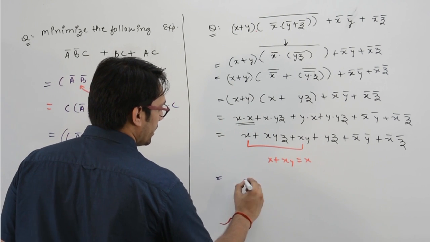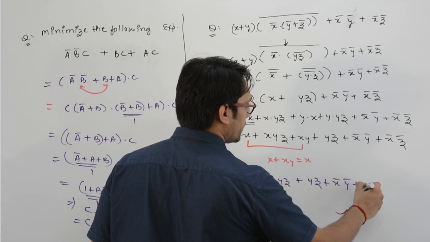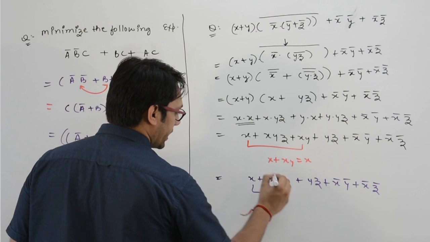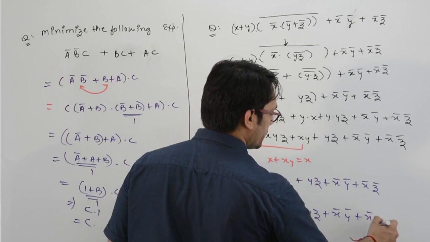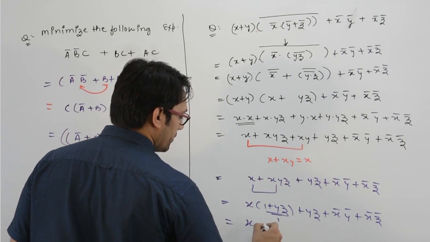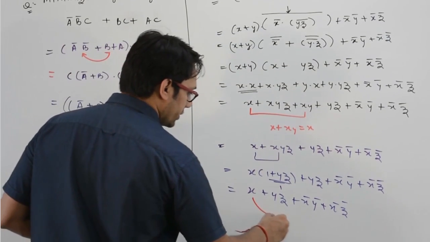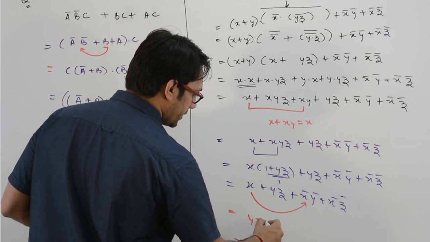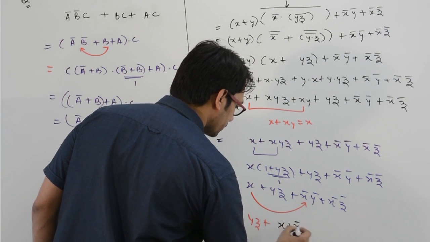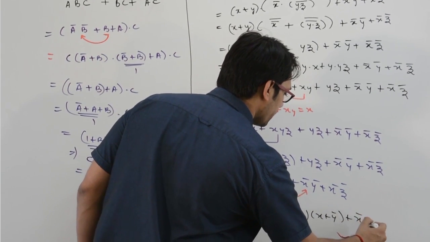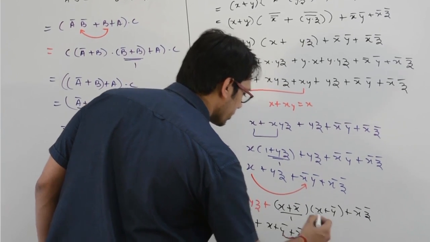So it can be written as x plus xyz plus yz plus x complement y complement plus x complement z complement. And you can take x as common here, so it will be x times (1 plus yz) plus yz plus x complement y complement plus x complement z complement, which is equal to x, this is equal to 1, plus yz plus x complement y complement plus x complement z complement. You can distribute x over here, so it will be yz plus x complement (y complement plus z complement)... x plus y complement plus x complement z complement, which is equal to yz plus x plus y complement plus x complement z complement.